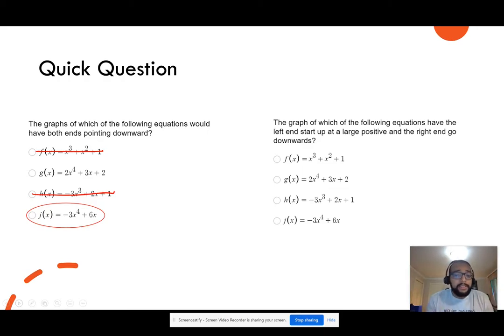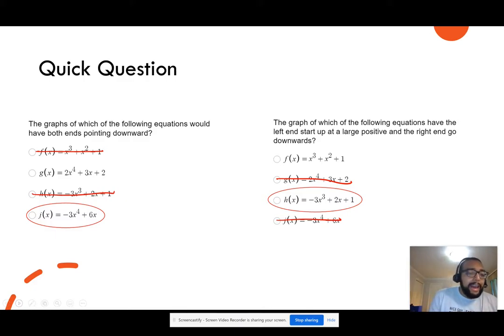So opposite directions, is that an even or odd degree? Yes, it is an odd degree. So it can't be g of x or j of x in this case. Now, if we want the left end to start up in a large positive and the right end to go down to a negative, the leading coefficient must be, correct, it must be negative.